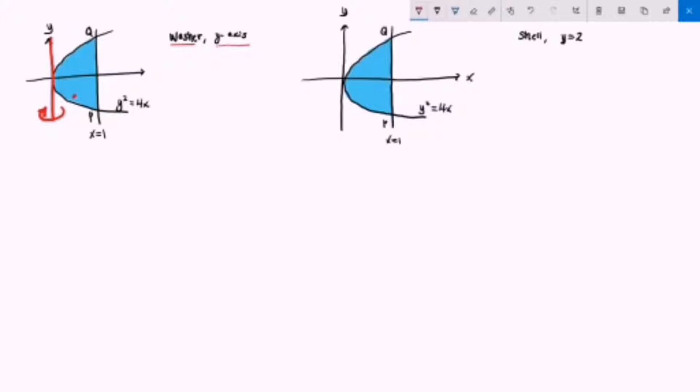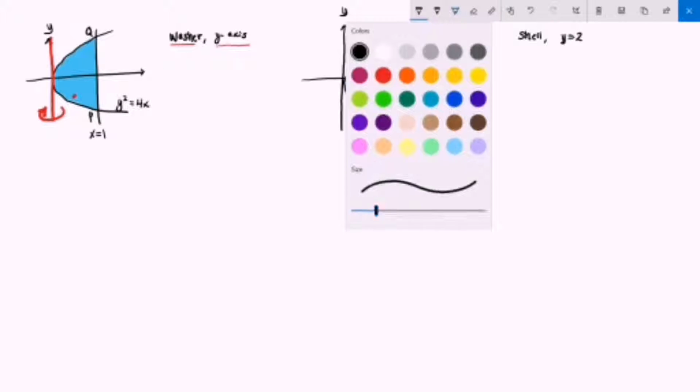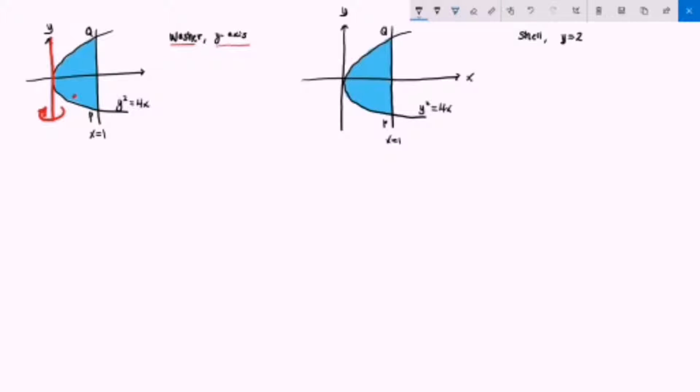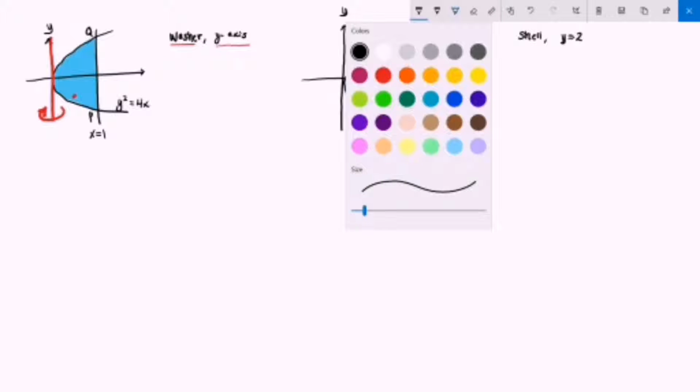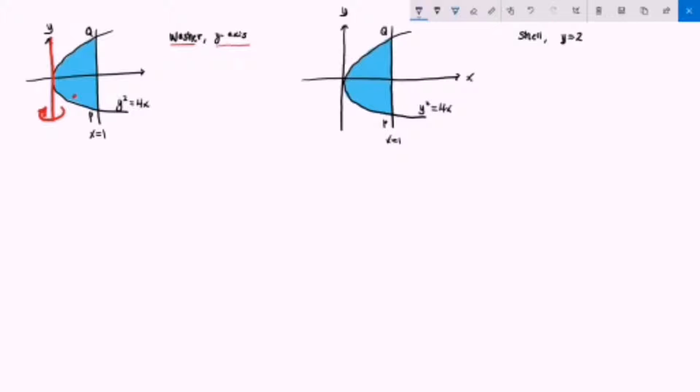So what happens is that using the washer method, we will first have to find the outer radius and also the inner radius. So obviously the outer radius is this one because it is very far away from the axis of rotation. So now we have R(y), the outer radius. The outer radius is given by 1 because this is the function.